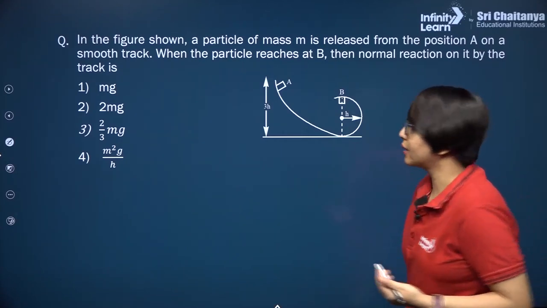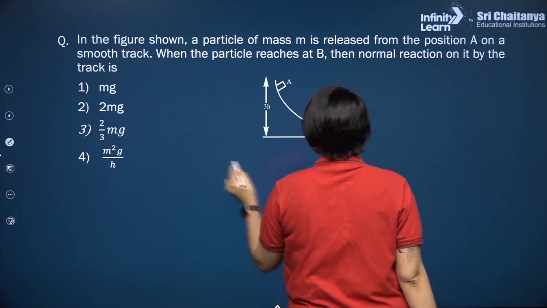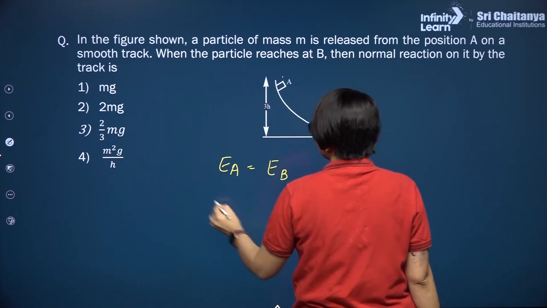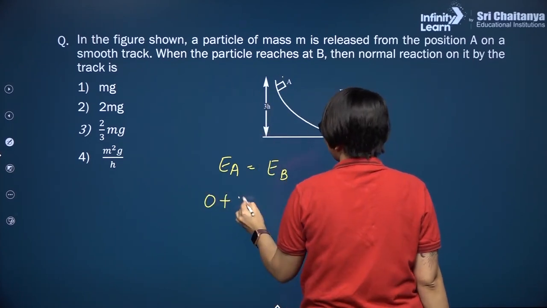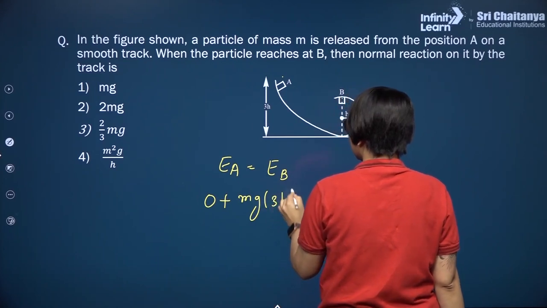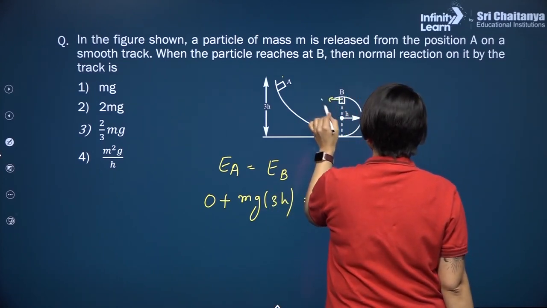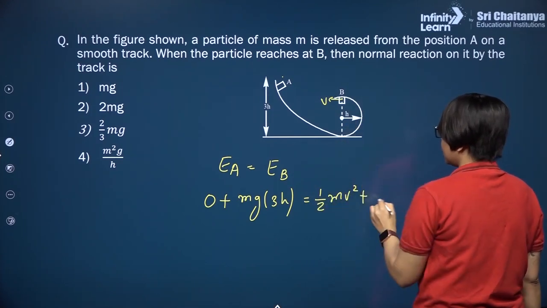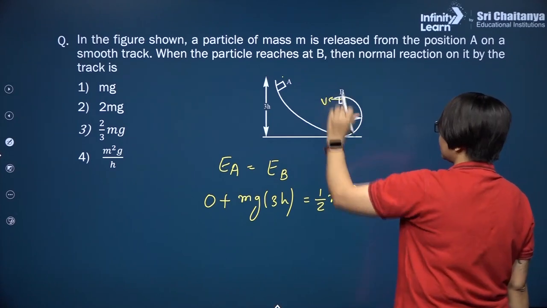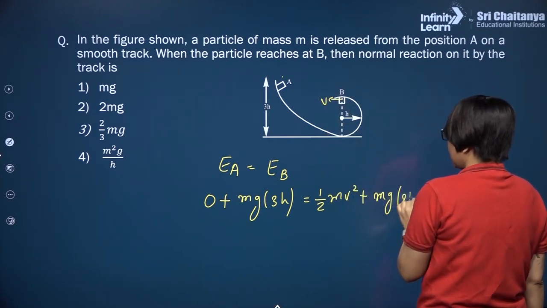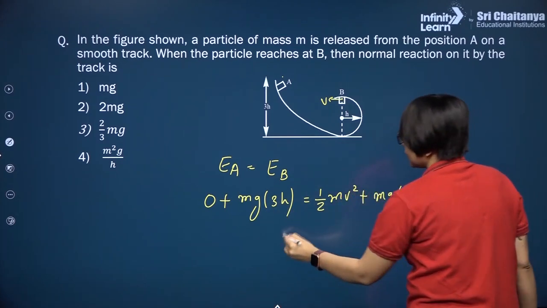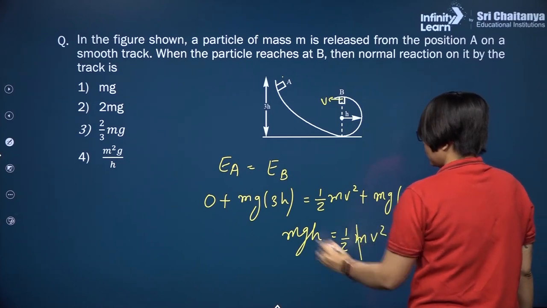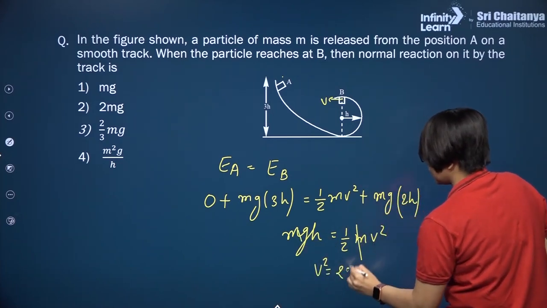So you can conserve the mechanical energy at point A and at point B, right? So EA is equal to EB. Here the particle is at rest, so kinetic energy is zero. Potential energy is mg into 3h. Here, let's say the velocity of the particle is v, so it is half mv square plus potential energy mg into the total height 2h, because the radius is h. So over here, 3mgh minus 2mgh will be mgh, and that is equal to half mv square. So v square is 2gh.